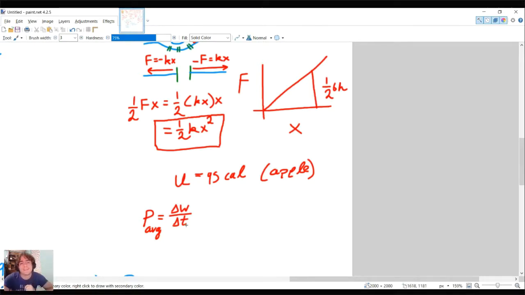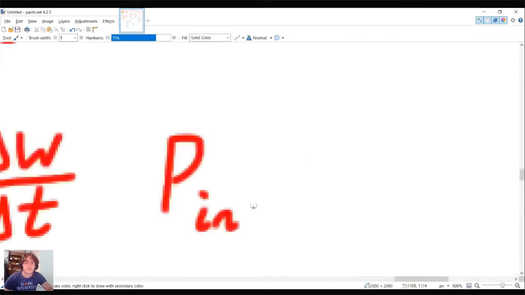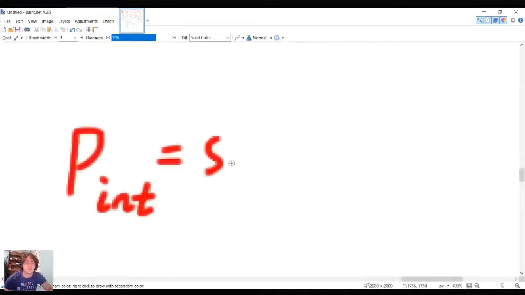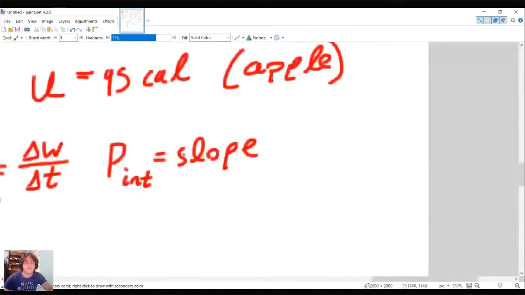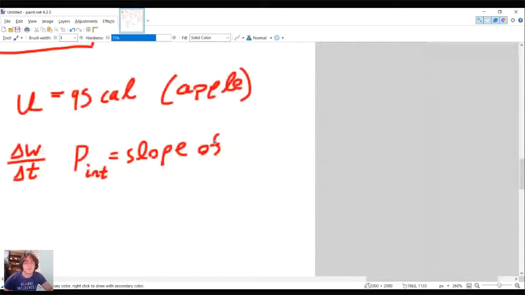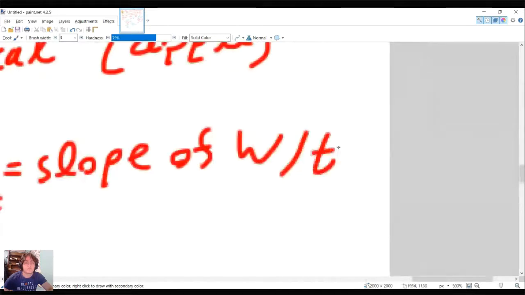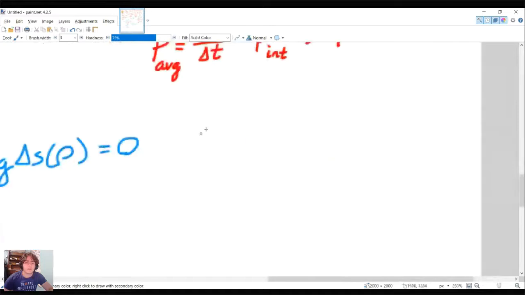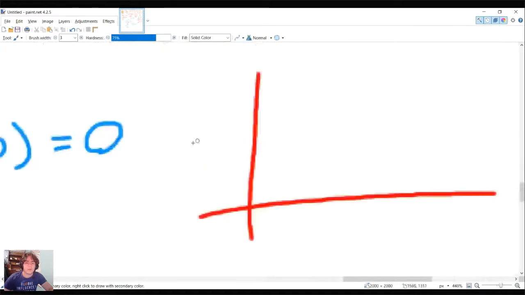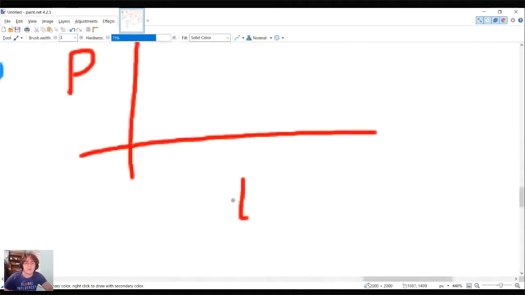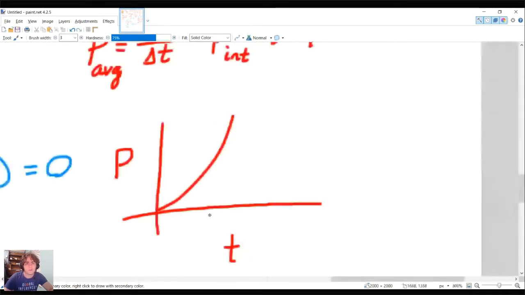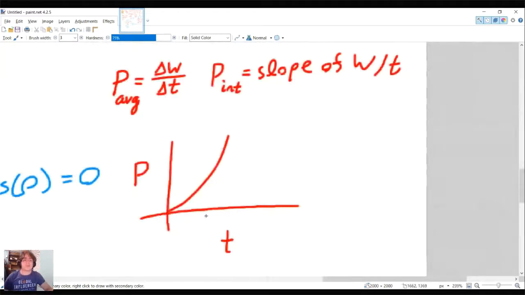But I forgot I can't laugh. Okay, so this is the whole reason there. And when we look at instantaneous power, this is just going to be the slope of work per time. So we have delta, and we're going to talk about that a little bit more. We have power and time. Let's say we have some graph here. I'm going to make it a parabola just for fun. It's not really a parabola, whatever.